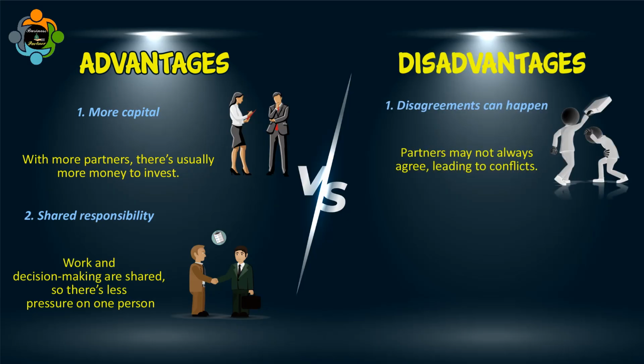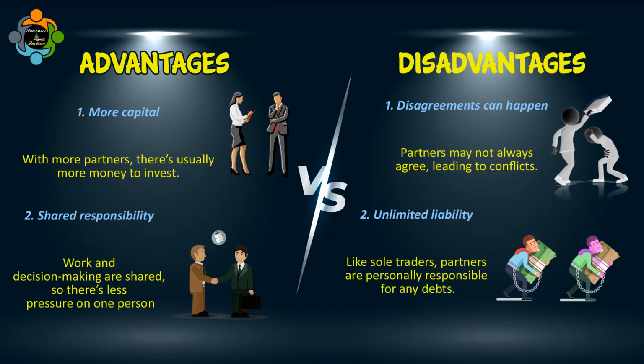Disadvantages. Number 1. Disagreement can happen. Partners may not always agree, leading to conflicts. Number 2. Unlimited liability. Like sole traders, partners are personally responsible for any debts.